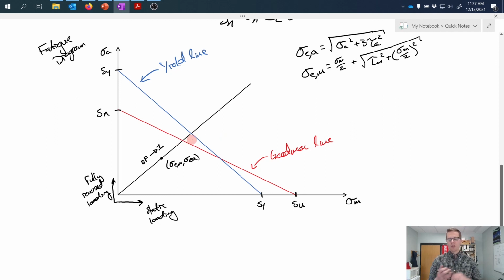Now, this Goodman line is not the only way to represent failure, as I've already mentioned. There are a number of other techniques. This is just one kind of useful one. It's nice from the perspective that it's a straight line, so the calculations for finding the intersection point of these two lines is relatively straightforward, and it gives us a useful tool for how to analyze fatigue failure regardless of whatever load scenario we end up having.